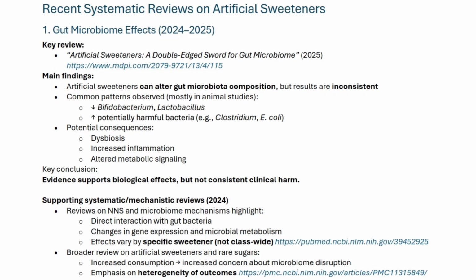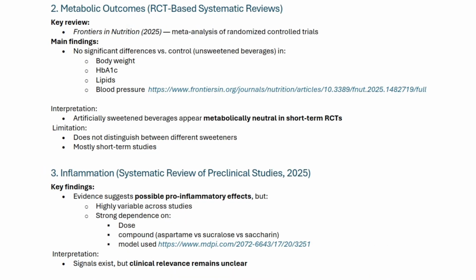Supporting systematic and mechanistic reviews further elaborate on the interactions between non-nutritive sweeteners and gut microbiota. They emphasize direct interactions with gut bacteria, changes in gene expression, and microbial metabolism, noting that effects can vary significantly depending on the specific type of sweetener rather than being uniform across all artificial sweeteners. Additionally, a broader review on artificial sweeteners and rare sugars raises concerns about microbiome disruption with increased consumption, underscoring the heterogeneity of outcomes observed in the research.